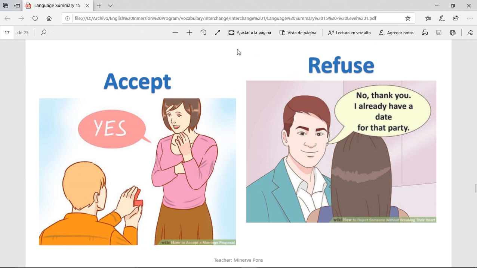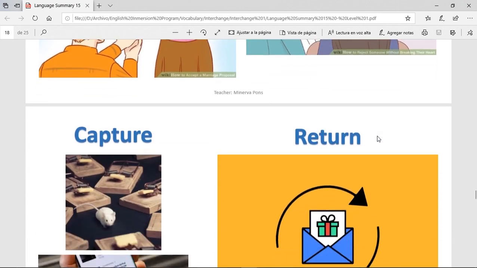To refuse is the opposite of accept. Maybe saying yes is accepting and saying no is refusing. No, thank you. I already have a date for that party.